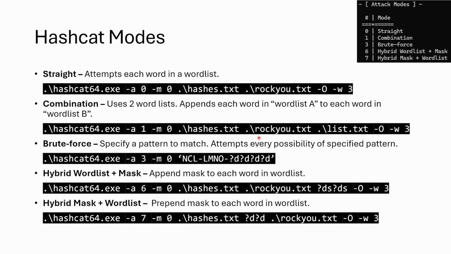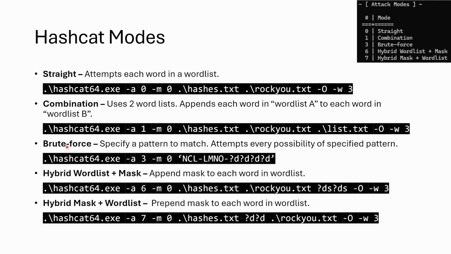You can do that. We'll talk about some situations where you might want to combine words like that, like numbers or characters on top of dictionary words. So here you have attack type 1, hash type 0, your hashes just like before, your first word list, and then your second word list. So that's how you do that one.